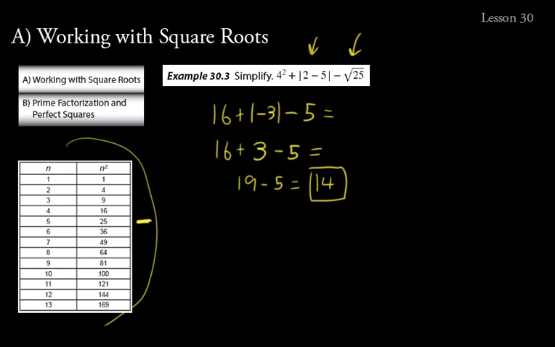Memorize your perfect squares chart here. Understand that whatever the n squared column is, you get back to n by taking the square root of that. Square root of 25 is 5. The sooner you memorize that, the faster future math lessons will go for you, guaranteed.